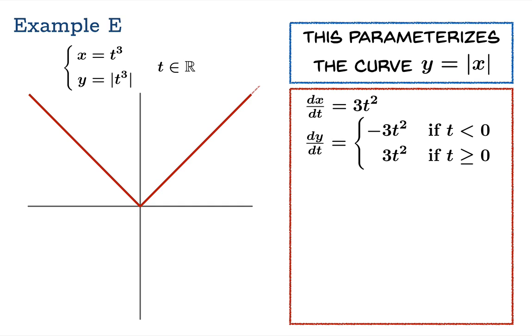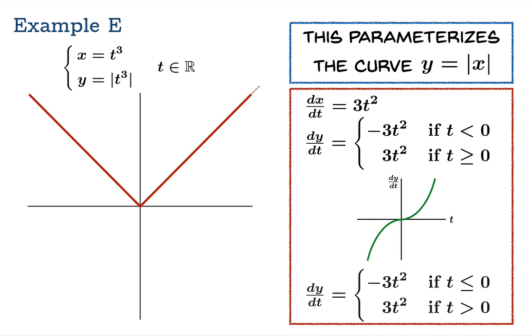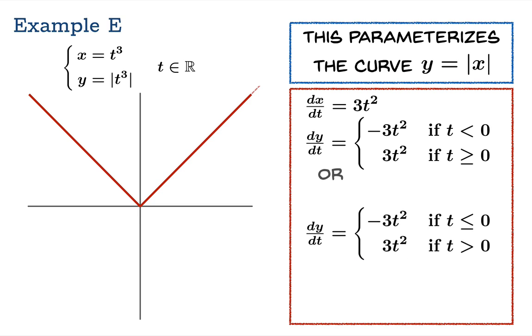dy/dt, let's leave this as an exercise, but you get a piecewise defined formula for this. To the left of the origin, the formula is negative 3t squared. To the right of the origin, the formula is 3t squared for the derivative. And you'll notice there's an ambiguity at the origin because we could actually decide to let 0 fit into either one of these parts of the formula. So you could decide to have this as your formula for dy/dt. This is a perfectly legitimate piecewise defined formula for the derivative. So we have these two choices.